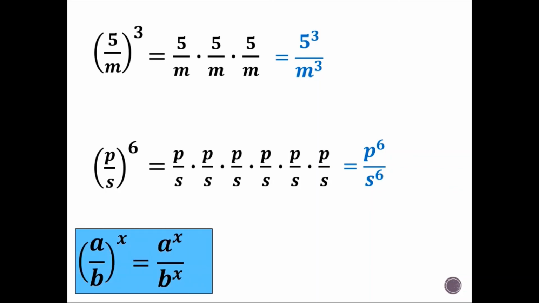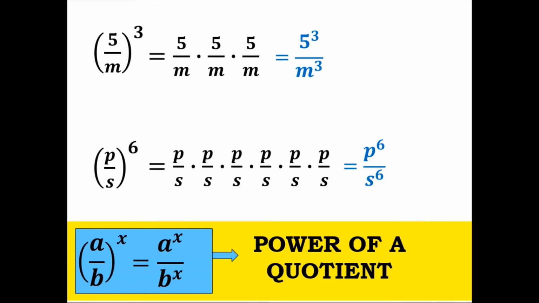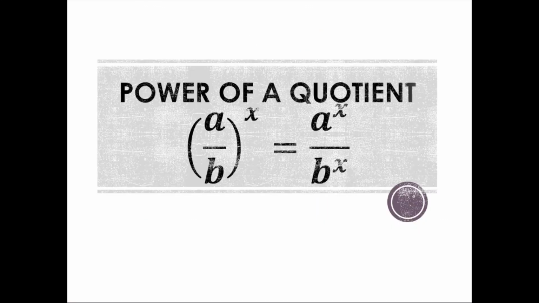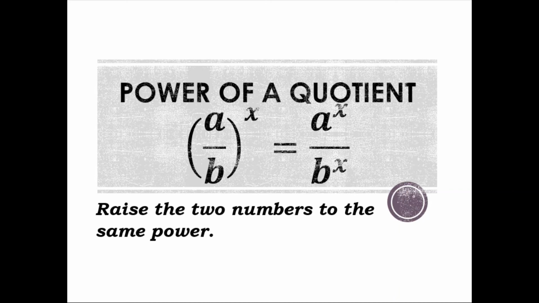This is the last law of exponent that I want to share to you, and this is called the power of a quotient. And power of a quotient states that if you are to raise a quotient to a power, raise the two numbers, the numerator and denominator, to that same power.